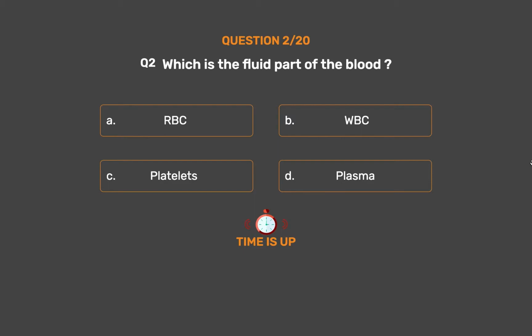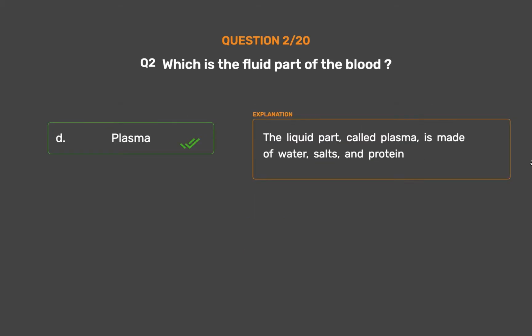The correct answer is option D. Plasma. The liquid part, called plasma, is made of water, salts, and protein.